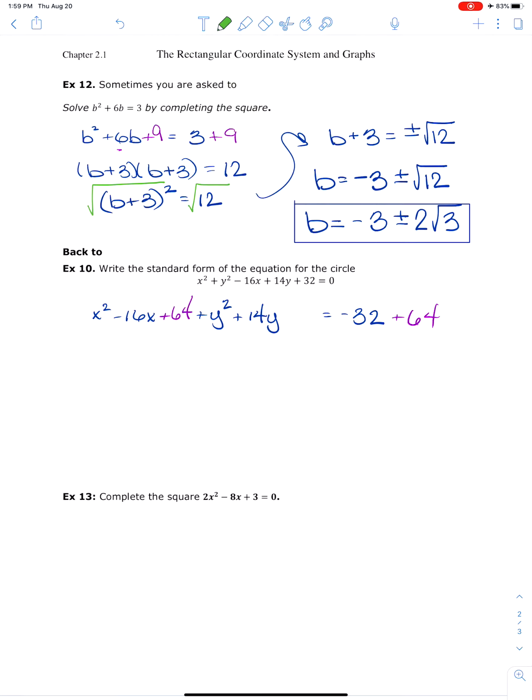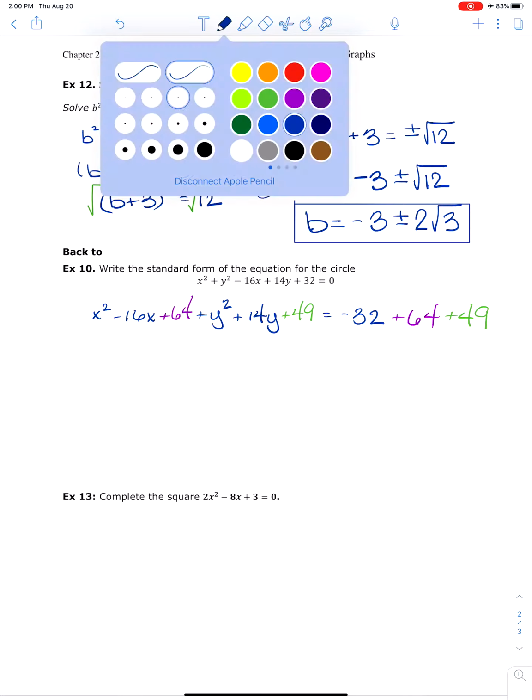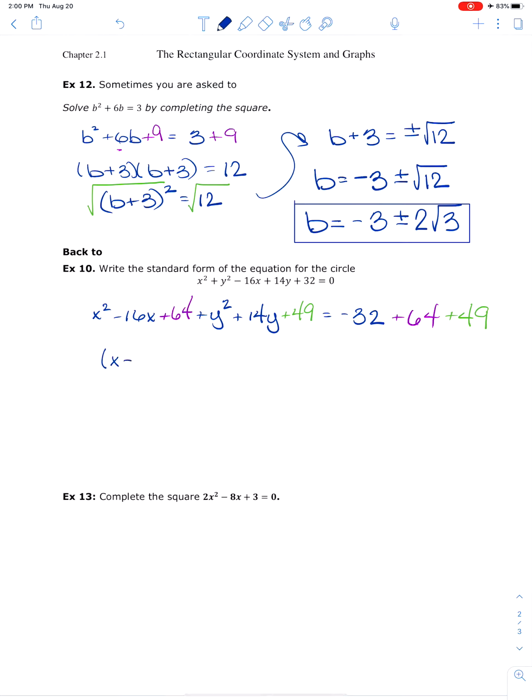y^2 + 14y, cut the 14 in half, we get 7. We square that, we're adding 49. (x - 8)^2 + (y + 7)^2 equals 81. Notice that's a 1. This is not asking us for the center and the radius. This is all we need to do. But from this form, it's pretty easy to pull out the center and the radius.